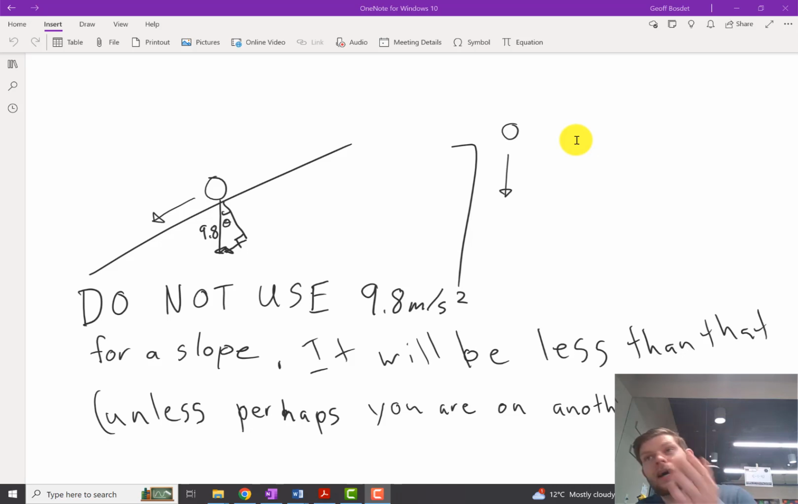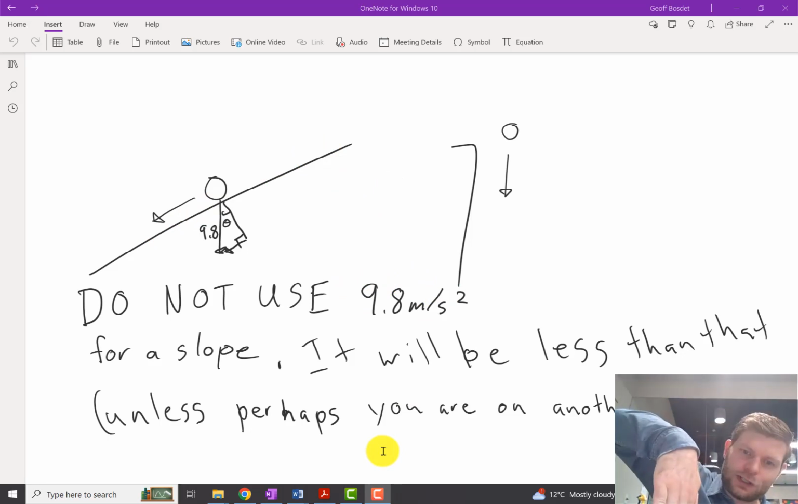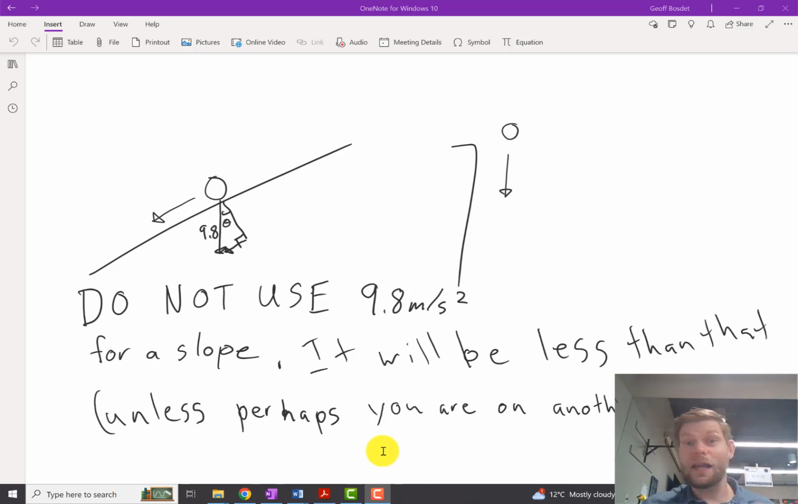If something's rolling up a slope or anything, or just on the ground and sliding to a stop, gravity is not the only force on it, and it will not accelerate at 9.8. So do not use 9.8 unless it's just something flying through the air. That is the only time you want to use it as the acceleration. So for a slope on Earth's surface, it should be somewhere between 9.8 and 0. 0 if it's perfectly flat, 9.8 if it's perfectly vertical, and something in between, anywhere in between.